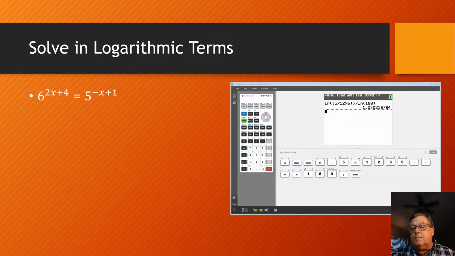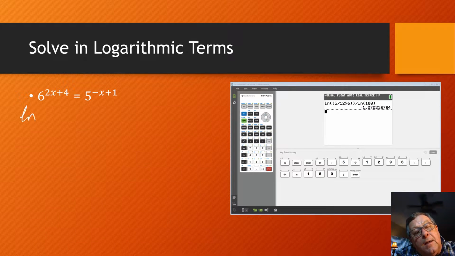Well, solving these exponential equations in logarithmic terms can be interesting at times, but let's tackle it. So here I've got 6 raised to the power of 2x plus 4 equals 5 raised to the power of negative x plus 1. Let's start off by taking the natural log of both sides.